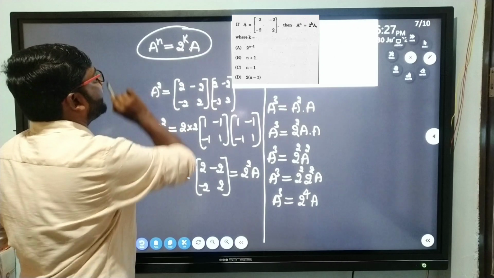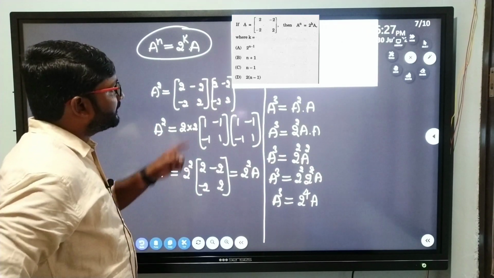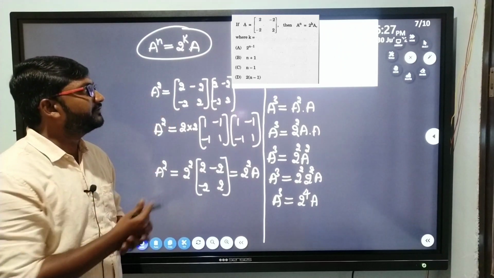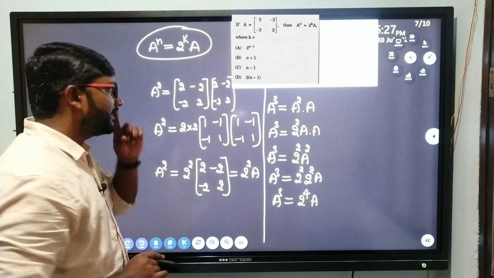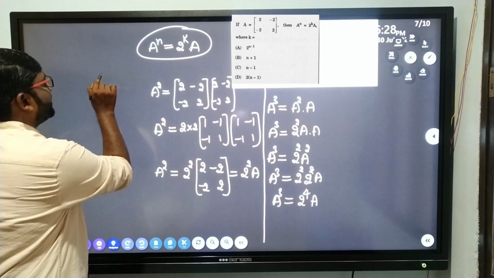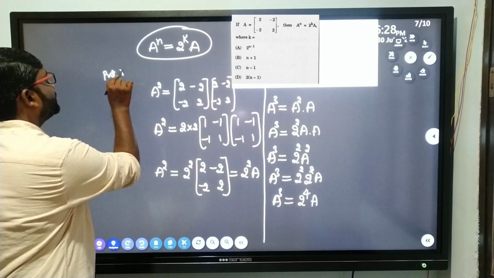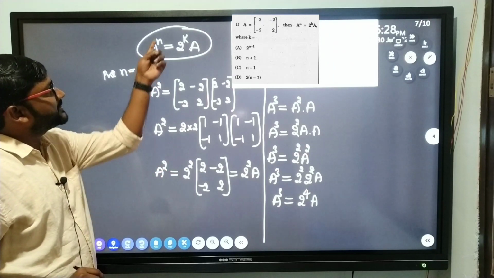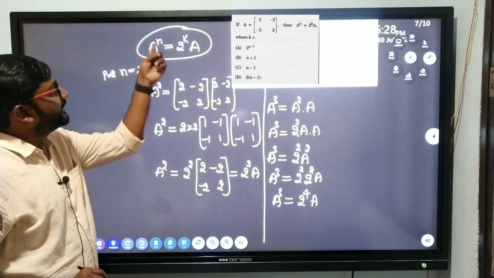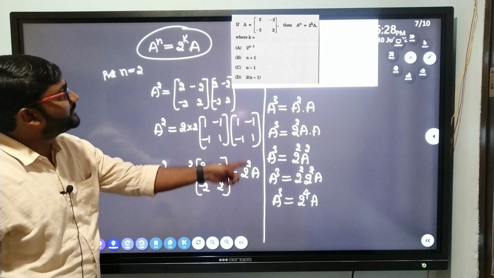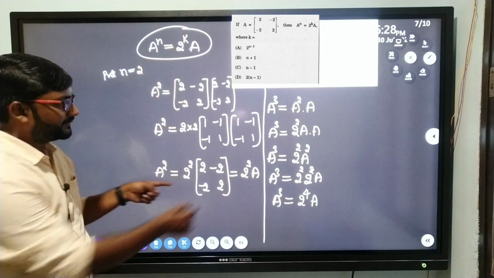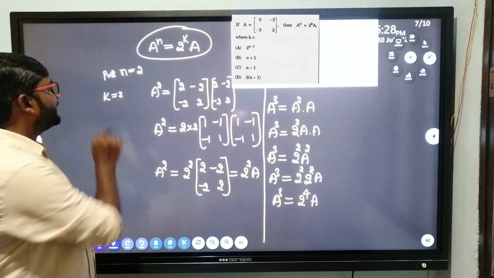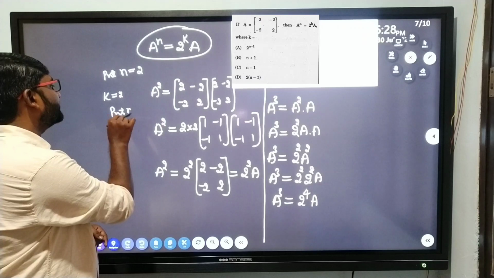But what do we have to find? We have to find the value of k. Now take the values of n as 2 and 3 and verify which option will give us the correct value of k. For n equal to 2, A square is equal to 2 raised to 2 into A. Compare this with this one now. The value of k is 2. Then now you take n equal to 3.